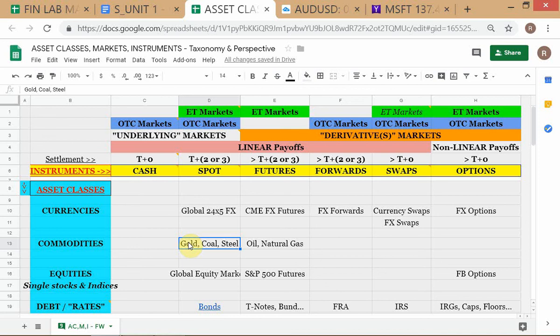So all of those markets, imagine that this is a massive cell and I can type in all the commodity spot markets in the world into that cell, okay? That's how this framework should be visualized: at the intersection of asset class and instrument, you have to visualize all the possible markets that could exist. Are you following?